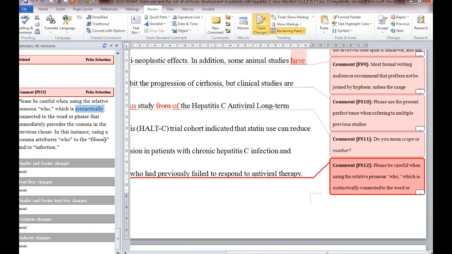Please be careful when using the relative pronoun who, which is syntactically connected to the word or phrase that immediately precedes the comma in the previous clause. It's a big word. I can get rid of that. In this instance, using a comma attributes who to the fibrosis and/or infection. We don't want that. We want it to be attributed to the patients. You saw that I deleted syntactically there. That's a big word that not too many native speakers use, and here I am giving it to the author who is not a native English speaker. Sometimes we do use some big words.